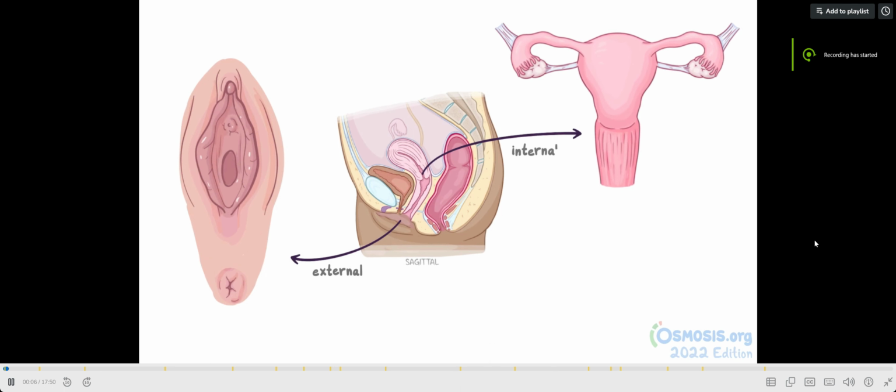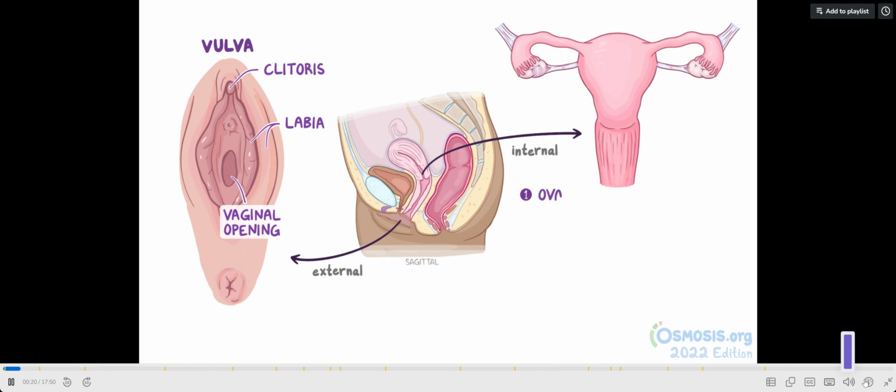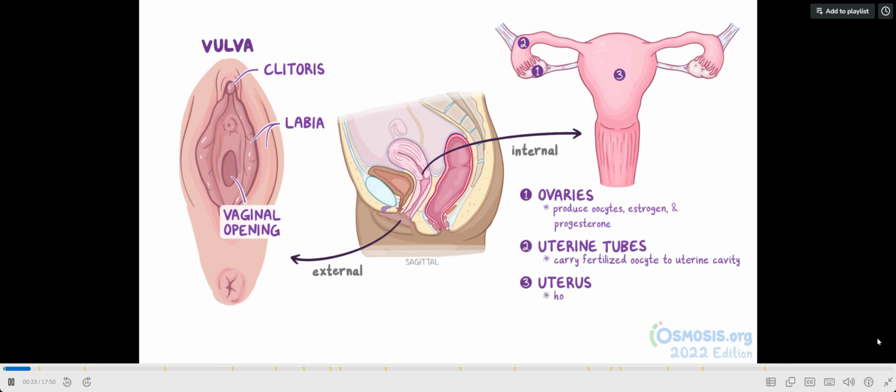External and internal organs. The external organs lie in an area called the vulva, and they include the labia, the clitoris, and the vaginal opening. The internal reproductive organs can be found within the pelvic cavity, and they include the ovaries, which produce the female sex cells called oocytes, as well as sex hormones estrogen and progesterone, the uterine tubes, which carry the fertilized oocyte to the uterine cavity, the uterus, which houses the growing fetus during pregnancy, and the vagina, which is involved both in intercourse and fetal delivery.